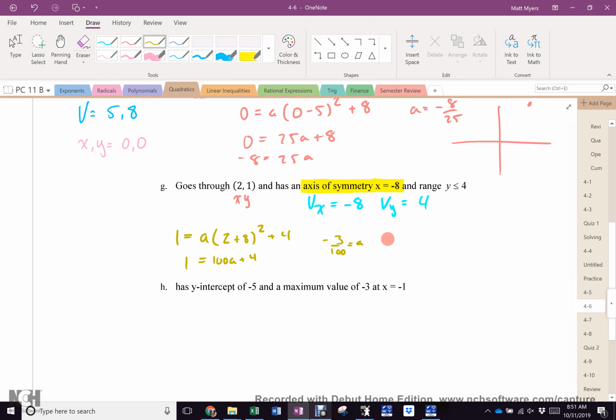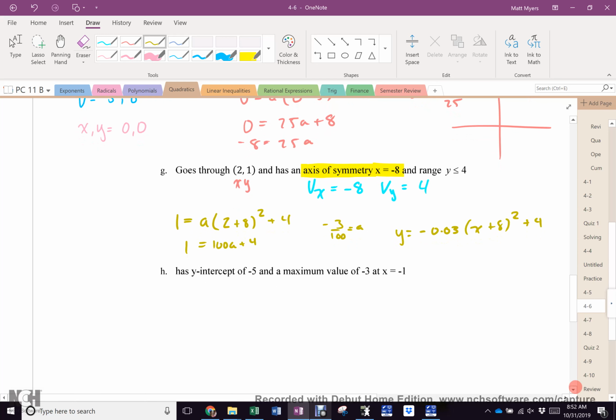So is this going to be a really skinny parabola or a really wide and flat parabola? Really wide and flat. Why? Because that's a real tiny fraction, isn't it? Y equals... could I write -0.03? Is that acceptable? Who hates decimals? I hate decimals. But is that still acceptable? Yeah. X, what? +8 squared plus 4. Yay!